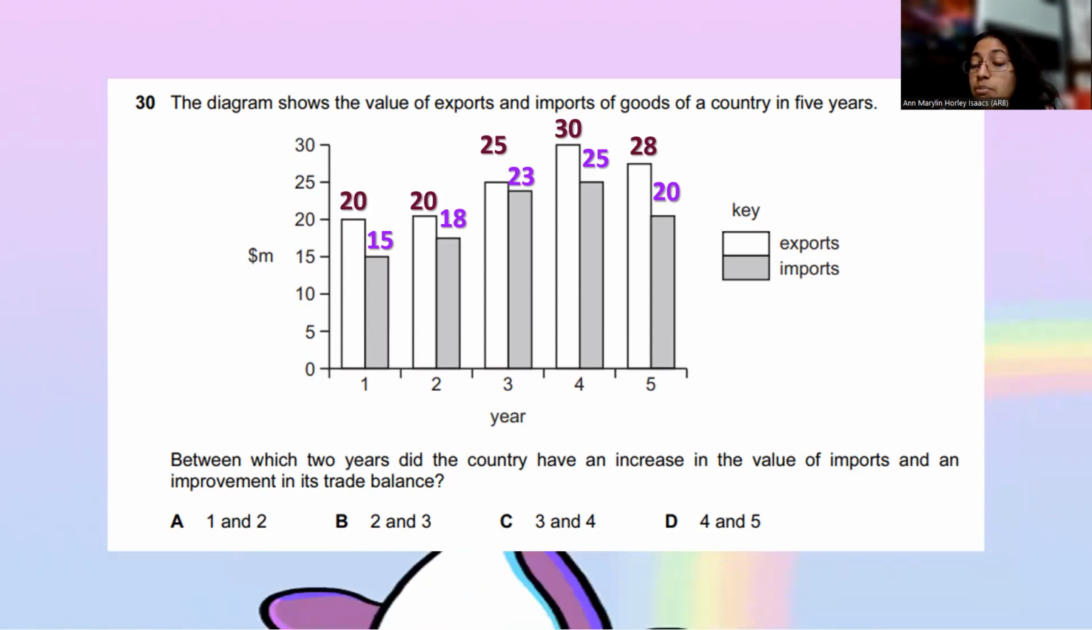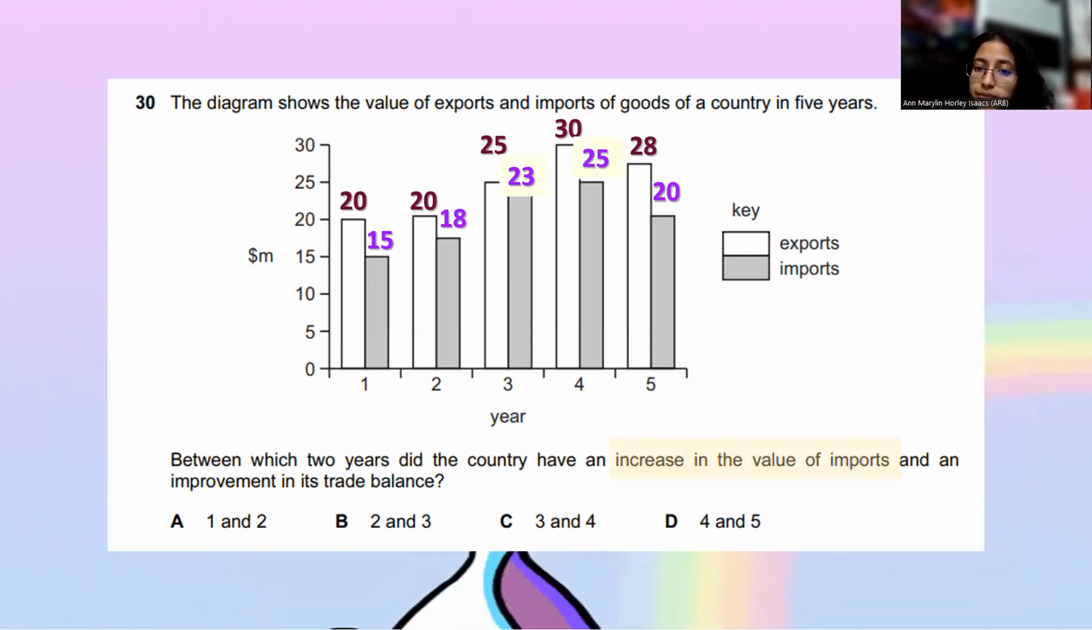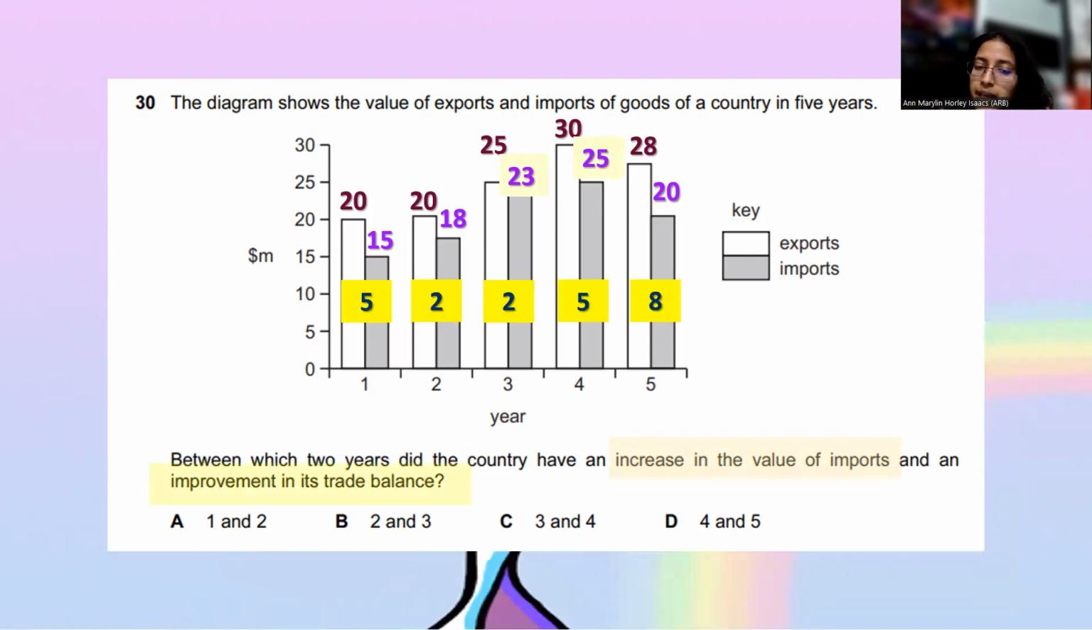They also are looking at an improvement in trade balance. Trade balance is the difference between your exports and your imports. So you need to do a simple calculation. Okay, so I highlighted that in yellow, value of imports. An improvement in the trade balance. So if you can see down here, I just did that in yellow, bright yellow. The earlier one was in cream, right? If you can see the difference in year 1, the difference between export and import is 5. Year 2 is 2. Year 3 is 2. Year 4 is also 5.